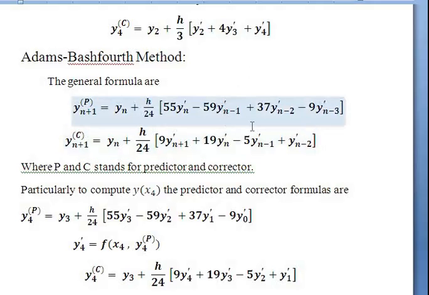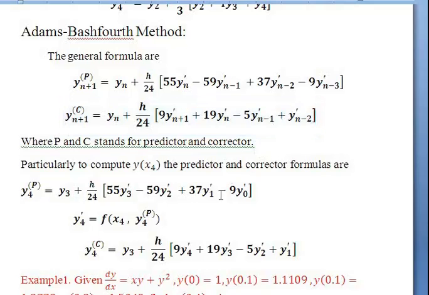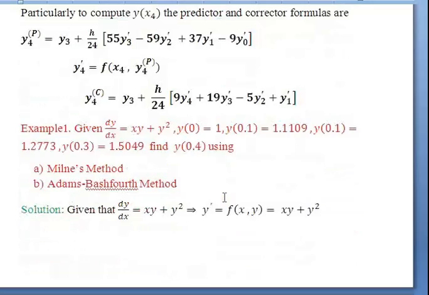The formulas are a little bit difficult to remember, but anyhow we have to remember the coefficients properly in the format. Using these formulas we can take an example.